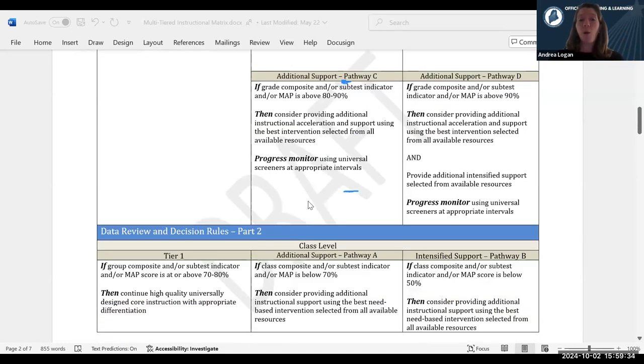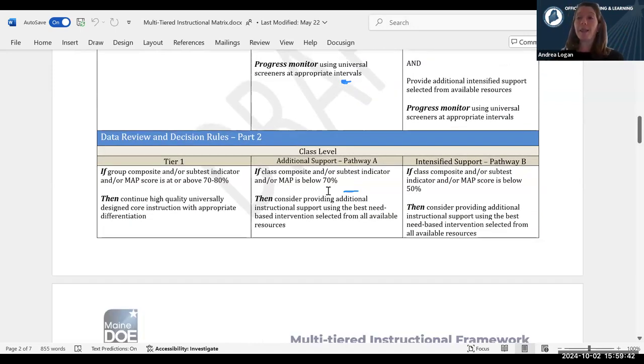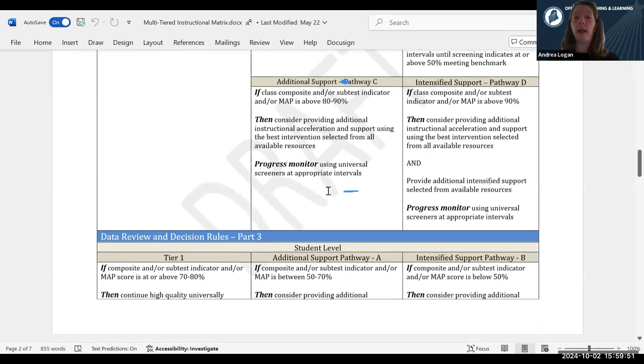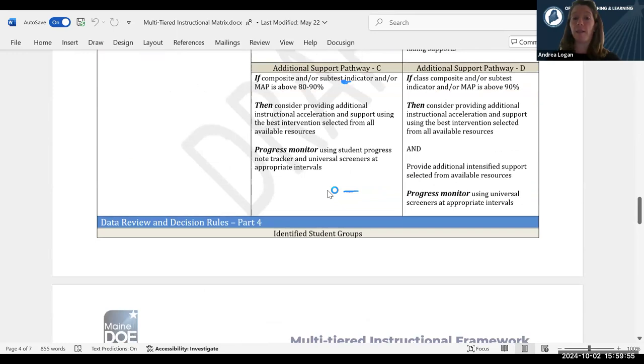And then once part one is done and you've made some decisions, and we're not going to talk about the problem solving process today because today's just sharing the tool, you would do this process again. You would do part two of your data review and decision rules at the class level, then conduct it again at a student level, and then conduct it again for your identified student groups.